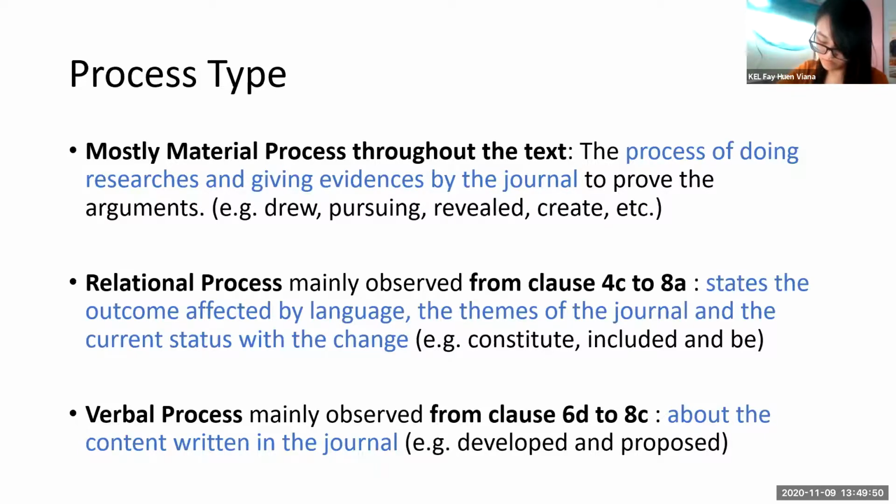Also, there is relational process observed from clause 4c to 8a, which states outcomes affected by language, the themes of the journal, and the current status of the change, for example in the process, constitute, included, and be. Moreover, verbal process is mainly observed from clause 6d to 8c, as the text mentions the content written in the journal, for example in the process, developed, and proposed.